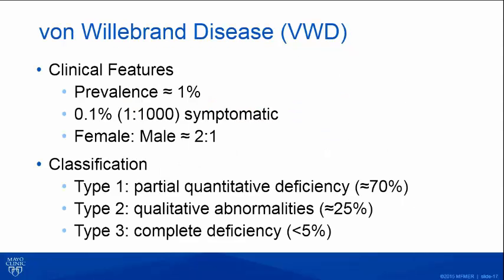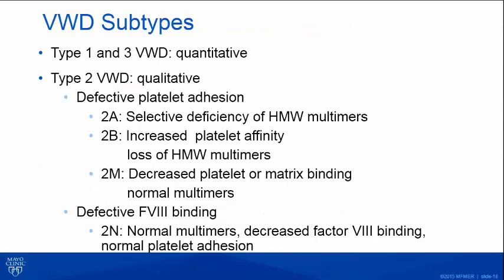Von Willebrand disease has a prevalence of 1%. However, only 1/10 of them are symptomatic. The female to male ratio is about 2:1. It's categorized into 3 types. Type 1 is partial quantitative deficiency, accounting for 70% of cases. Type 2 is a qualitative abnormality, about 25% of cases. Type 3 is complete deficiency, less than 5% of cases.